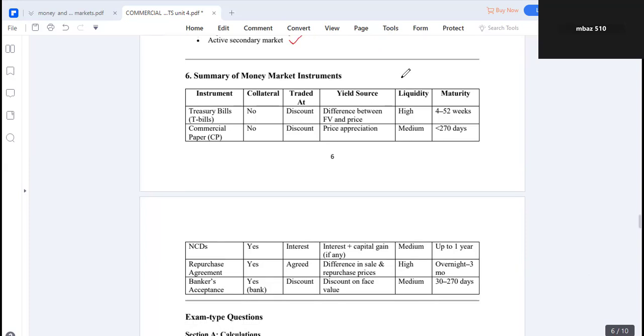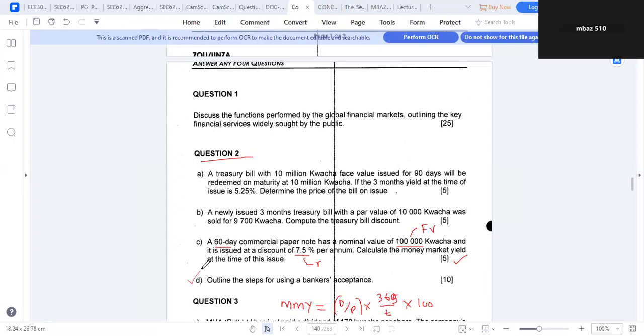Right. So quickly, let's go back to the exam question. Still on question number 2. Outline the steps involved in banker's acceptance. Who remembers what are the steps that are required? What is step 1? What is our first step? We said step 1 is the importer will request a letter of credit, isn't it?